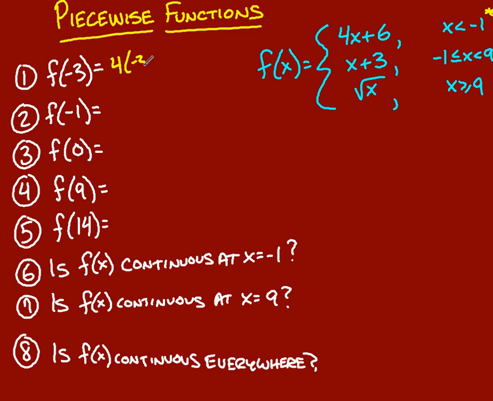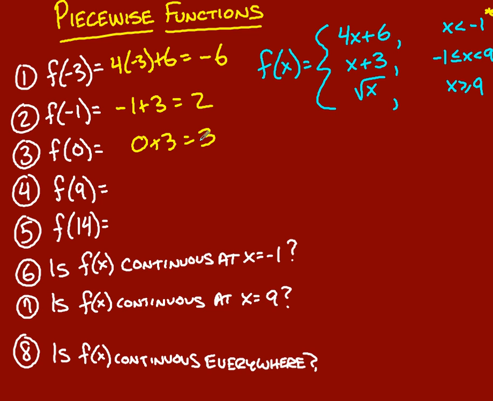So I need to plug in -3 into this portion of the equation: 4 times -3 plus 6. This equals -12 plus 6, which is -6 as your answer. For number 2, f of -1: which region does -1 work out in? That would be this region right here, because it's between -1 with the equal sign and 9. So I plug in -1 into that equation, -1 plus 3, which is 2. If I want to know f of 0, 0 again is in this middle region. So I plug in 0 here: 0 plus 3, which gives you 3.